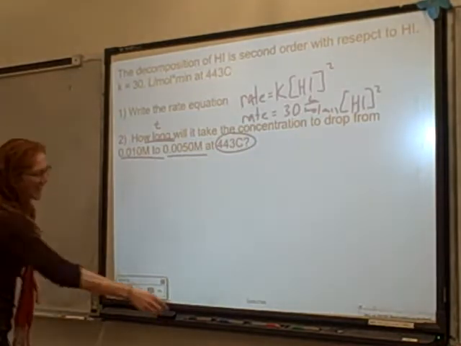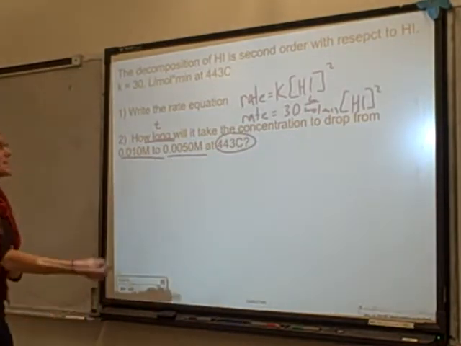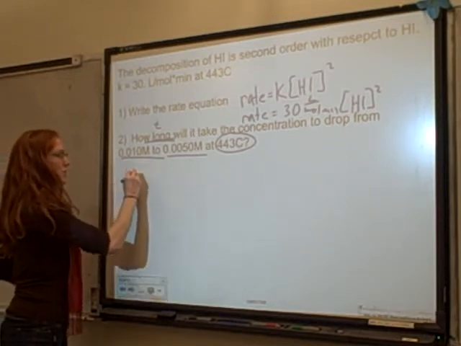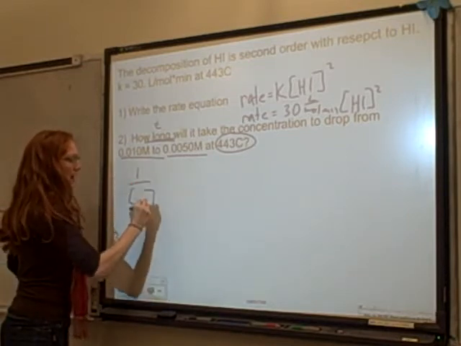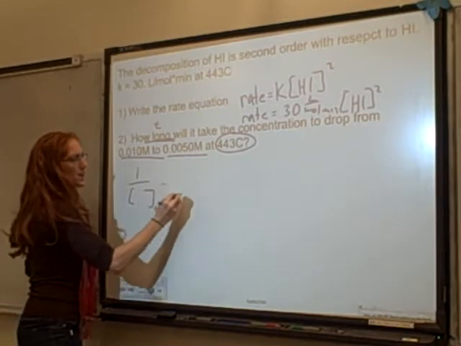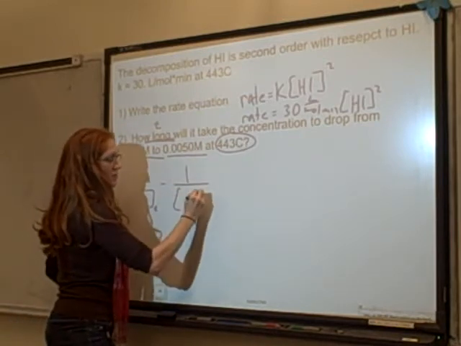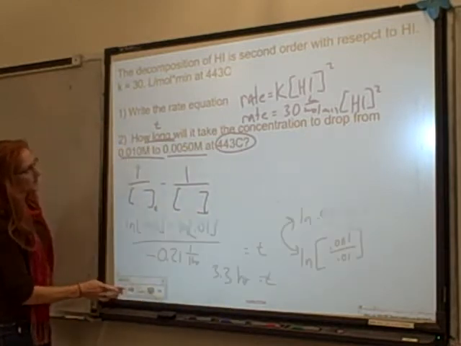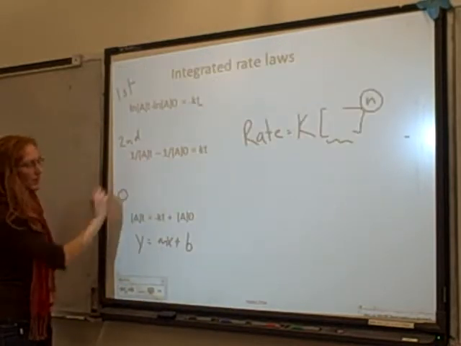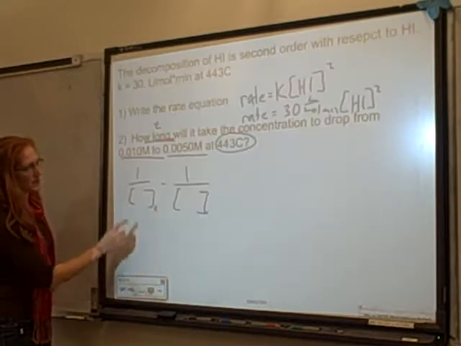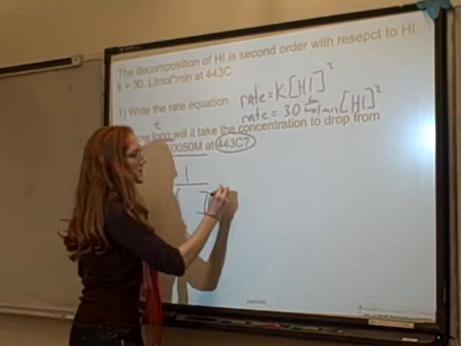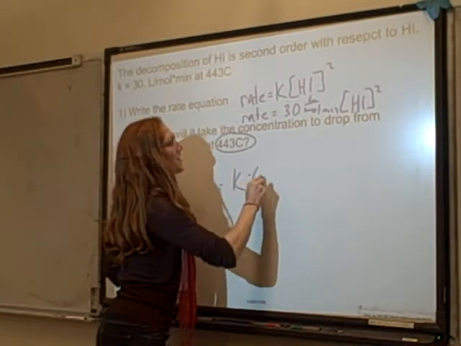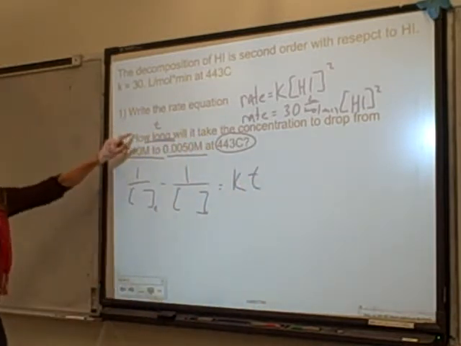All right. So, how long will it take to go from this to this? I'll just use the second order equation. So that was 1 over the concentration after some time has gone by, minus 1 over what the initial concentration was. I'm pretty sure. I'm going to flip back and make sure that this is initial and that one's time. Yep. Okay, 1 over after some time minus 1 over the initial equals KT. So I'm looking for time.